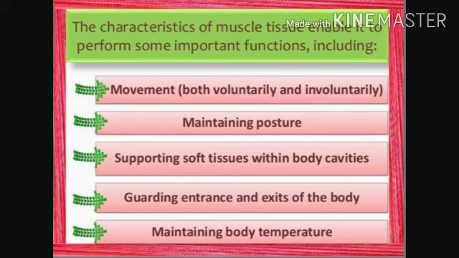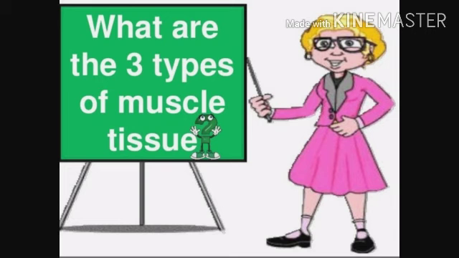These are the characteristics. Now the characteristics of muscular tissue enable it to perform some important functions, which include movement, both voluntary and involuntary. Second, maintaining posture. Third, supporting soft tissue within the body cavity and guarding entrances and exits of the body. Last, maintaining body temperature. Now, what are the three types of muscular tissue?